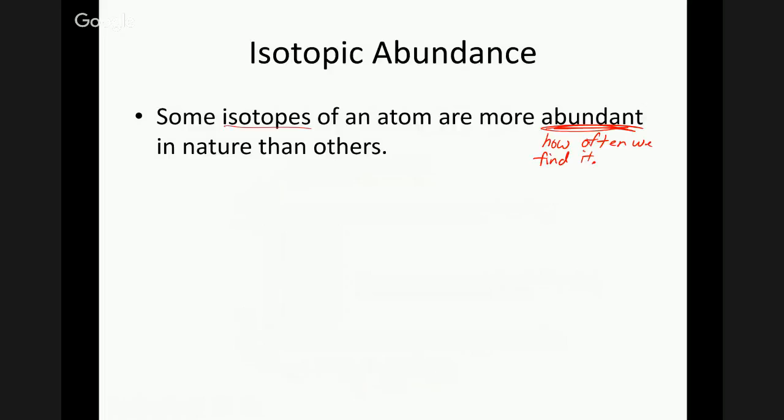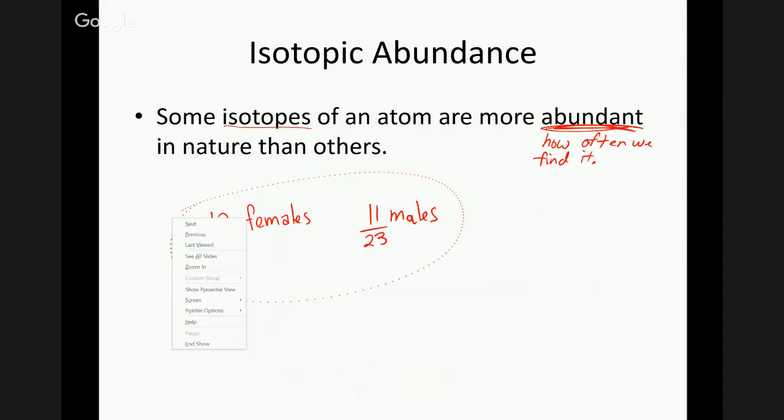So for example, in my chemistry class, there's roughly equal abundance of males and females. I know in my second period class, there's 12 females and 11 males. And that is their abundance. The abundance of females is 12 out of a total of 23, and the abundance of males is 11 out of a total of 23. So abundance just tells you how many of them are out there, or how many we find.